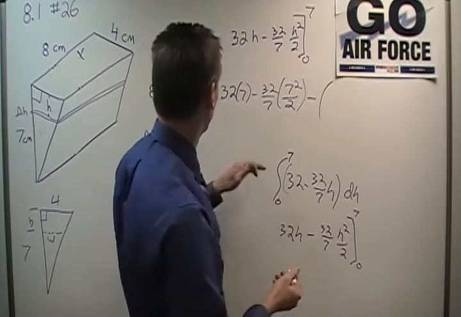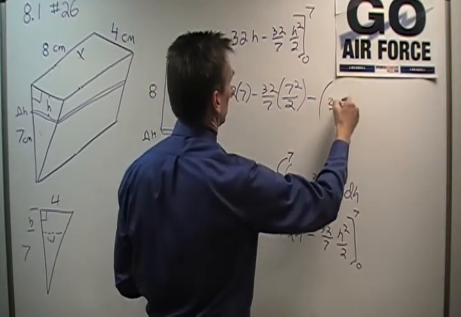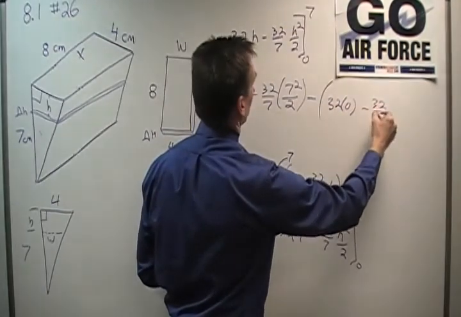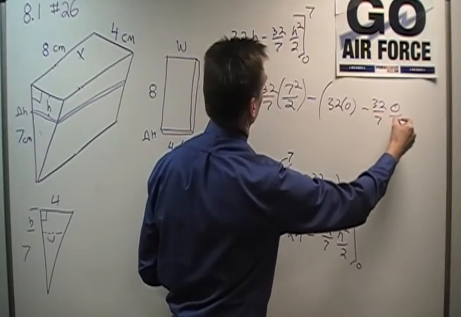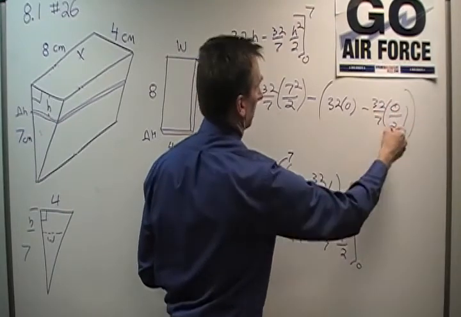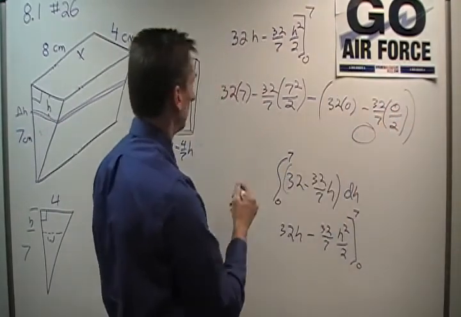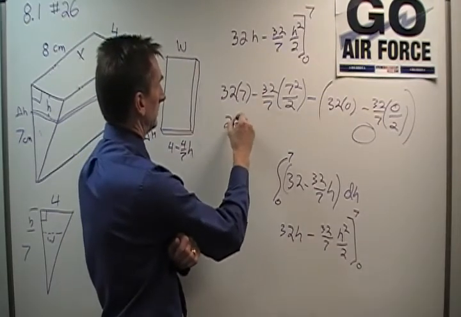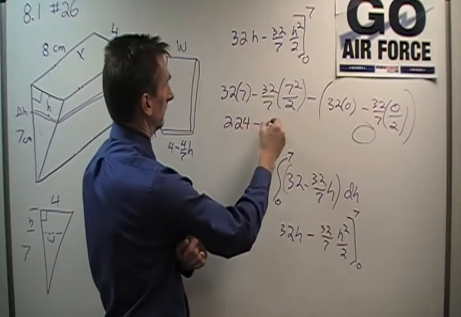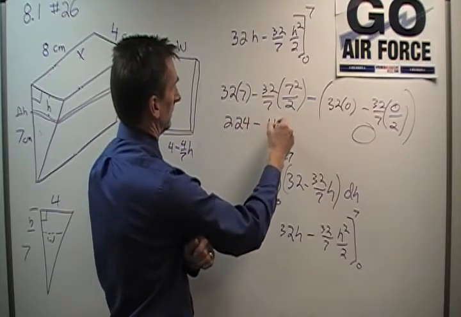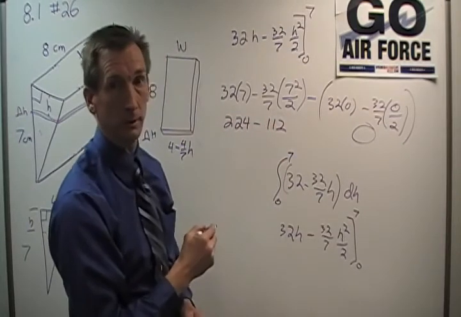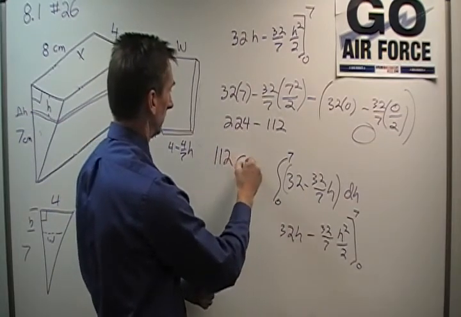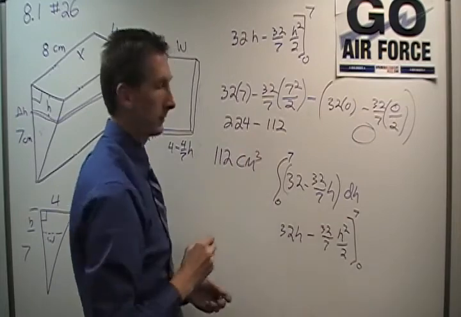Fundamental theorem of calculus. 32 times 0 minus, well, really doesn't matter because this one is 0. This is all 0, and this one comes out to 224 minus 112. And then we come up with a grand total of 112 cubic centimeters.